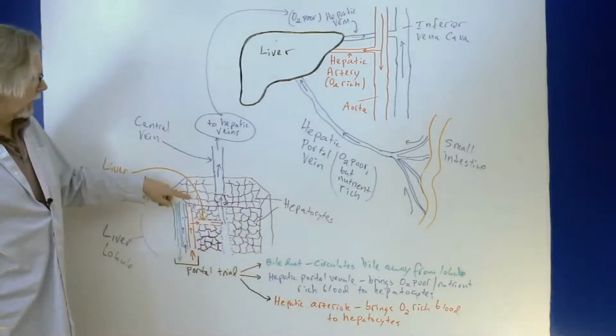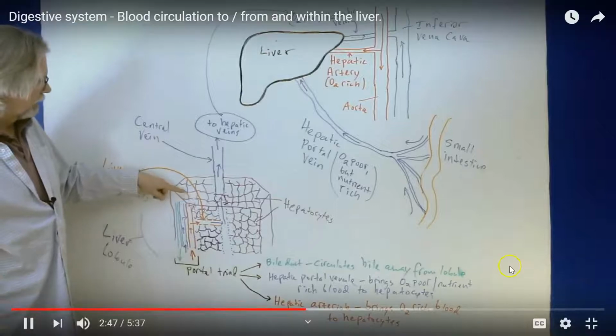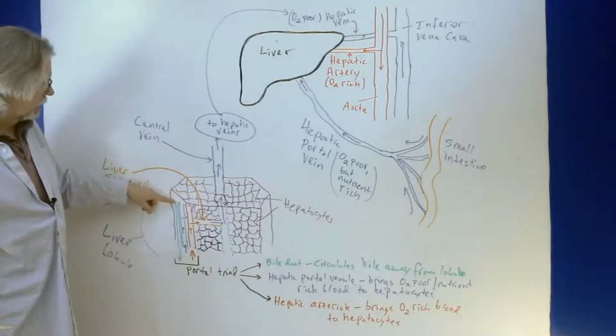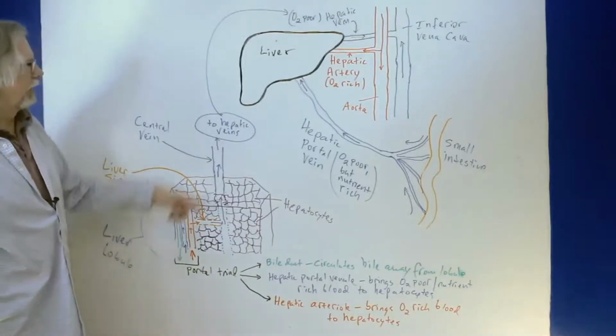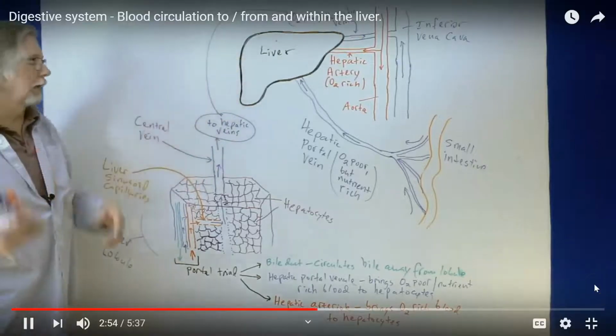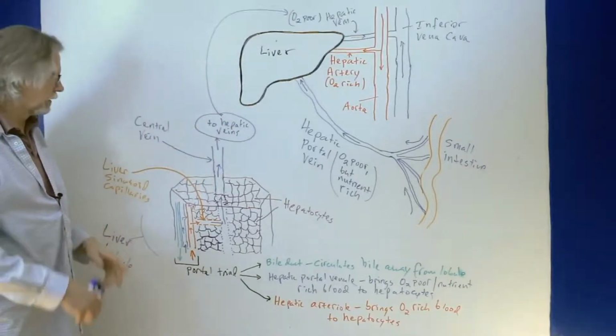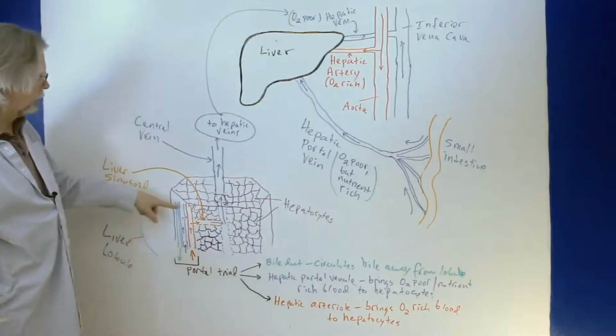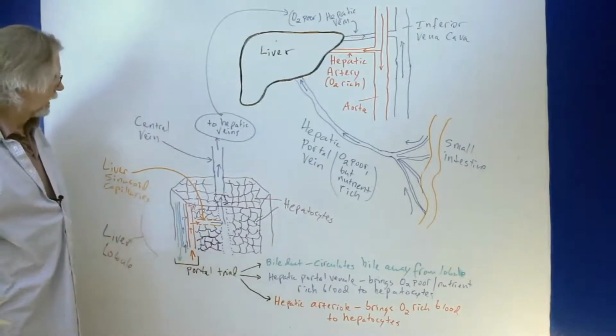One of the functions of the hepatocytes is to make bile, and that bile is going to enter into this bile duct, and it's going to flow away, and eventually it's going to leave the liver. It can go to the gallbladder or to the duodenum. Okay, the other 2, color-coded red and blue.